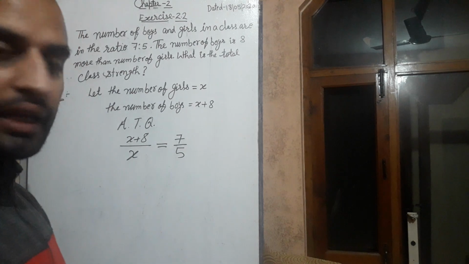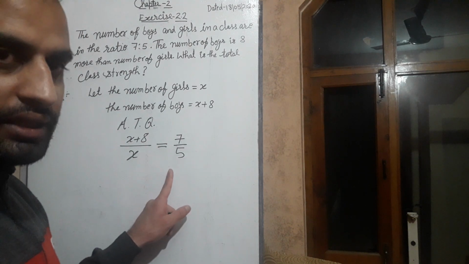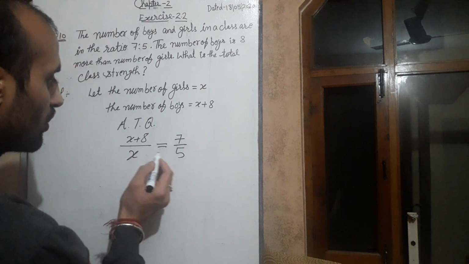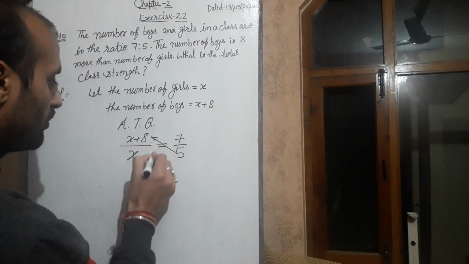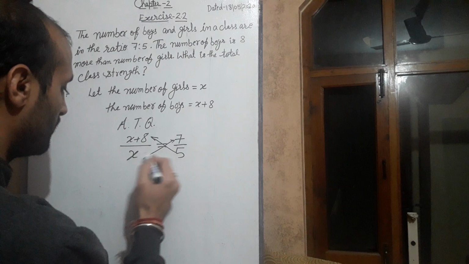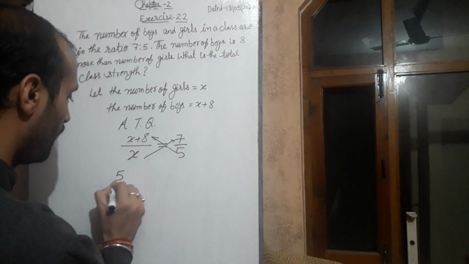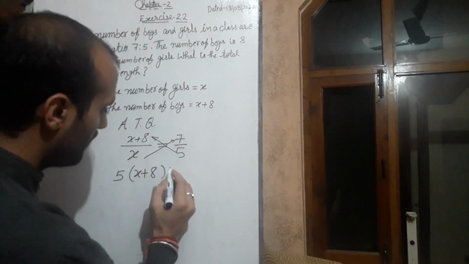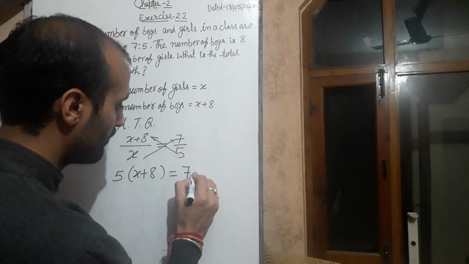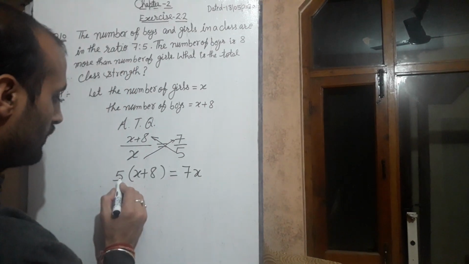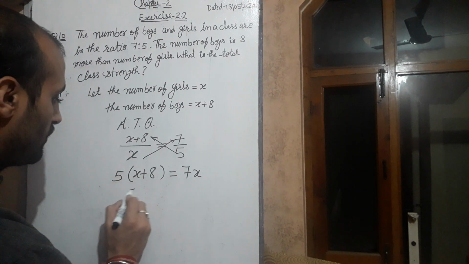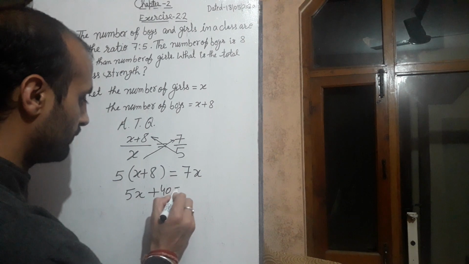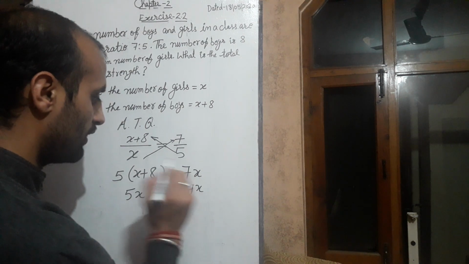Is it okay? Then after that it is very easy. Now it is converted into linear equation form. So do cross multiply. This 5 will go here and 7 with the x. You can write 5 into x plus 8 and here it becomes 7 into x, 7x. And open this bracket, 5 into x, 5x, 5 8 40, and it becomes 7x.